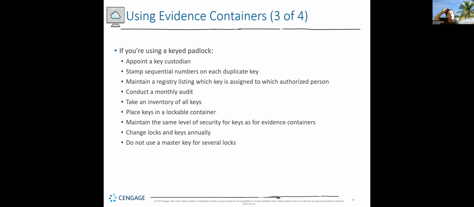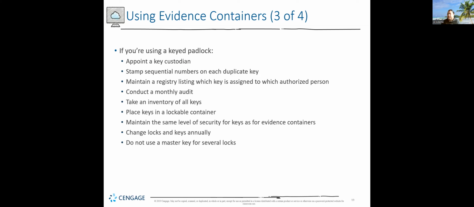Yeah, they have to be the same kind of security level because only you guys should have access to it, right? Should the custodian be rummaging through the evidence locker? I don't think so. Change locks and keys annually. Yeah, you would change those. Annually isn't what I would do. I would do 6 months, to be honest. It's a pain in the butt, but it's more secure.